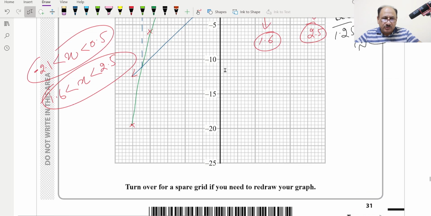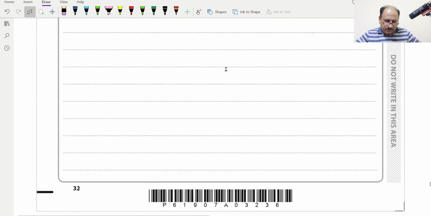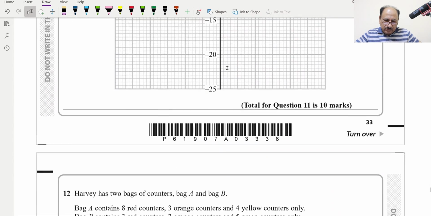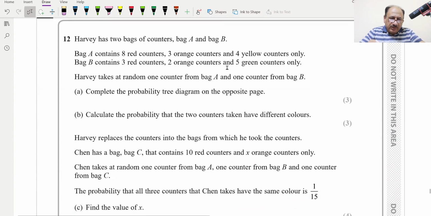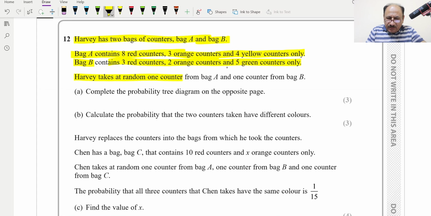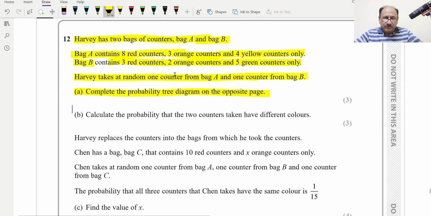Hopefully you understood this question. Now we can move to question number 12. Question 12 says Harvey has two bags of counters, bag A and bag B. Bag A contains 8 red counters, 3 orange counters, and 4 yellow counters. Bag B has this many counters as well. Harvey takes at random one counter from bag A and one counter from bag B. Complete the probability tree diagram on the opposite page.